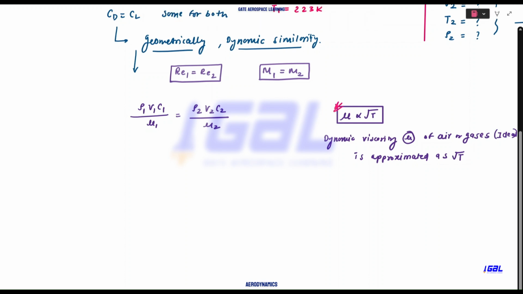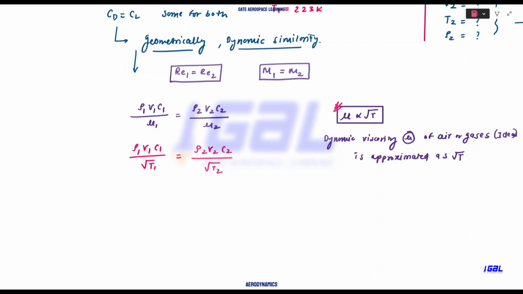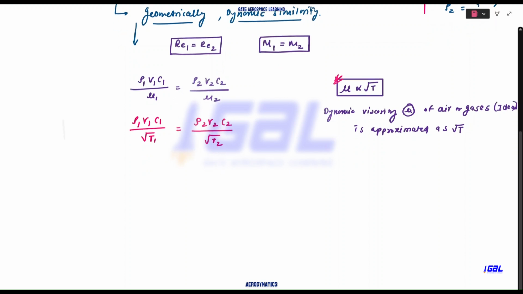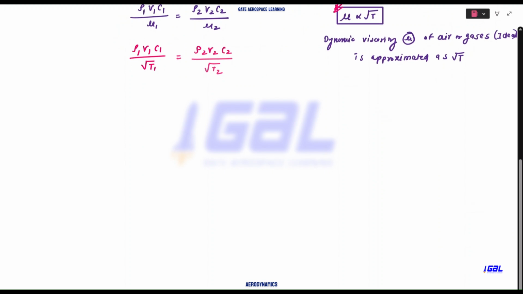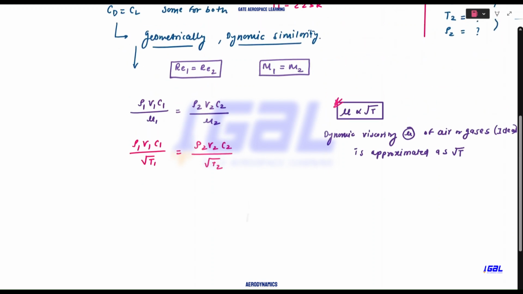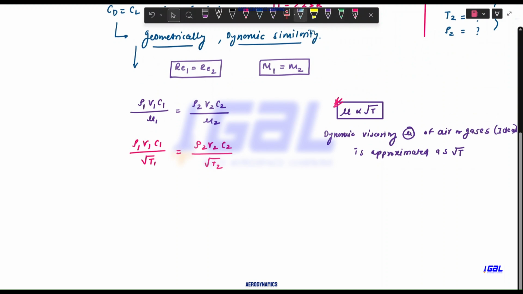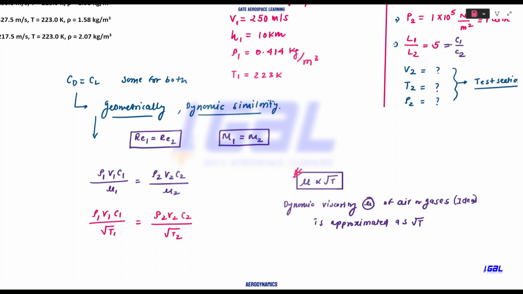Now from here I can write this as rho 1 V1 C1 under root of T1 is equal to rho 2 V2 C2 under root of T2. Everything else is given to you. You have arrived at this equation, but you cannot proceed ahead because you don't have enough data. Now you need to use the other condition, the Mach number.